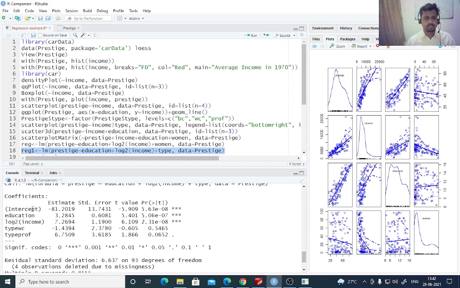So in this particular example, the intercept parameter for the blue collar occupation type, which is the base category over here, is your minus 81.2019. And if you want to calculate the intercept parameter for white collar job, you simply add minus 81.2019 plus minus 1.4394, and for type professional services you simply add these two values.